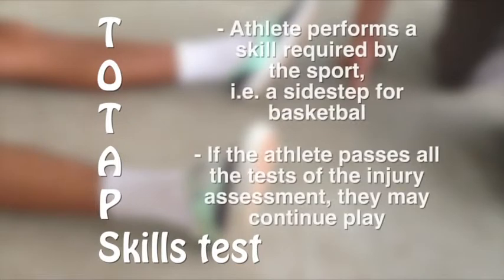If the athlete can pass the passive movement stage without excessive pain, the next letter is S for skills test. The athlete will perform a skill required by the sport, like a sidestep for basketball players. If they manage to pass all the tests of the injury assessment, including the skills test, the athlete may continue play if they wish.